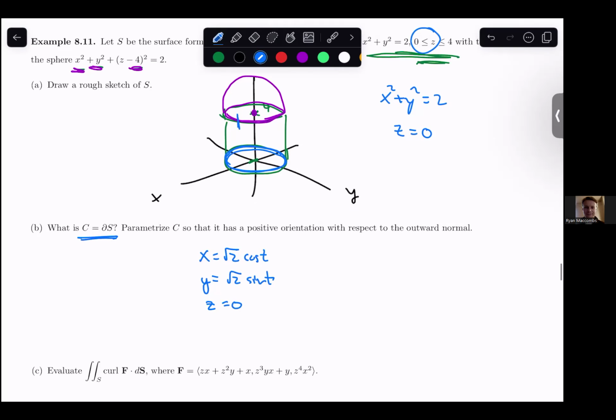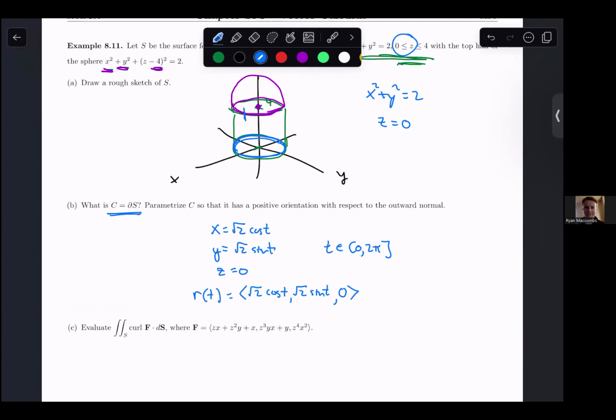In order to go around once and only once, I want t to range from 0 to 2 pi. And if I want to write this in the vector form, I could do that as well. All right, so there's a parameterization. Notice that this is going in the classic counterclockwise direction because I've chosen the normal parameterization where x has cosines and y has sines. Again, if you wanted to swap that out, we've talked before about there being many ways to change the orientation. For instance, you could have one of these have a negative sign, and that would then go in the clockwise direction. But this has a positive orientation with respect to the outward normal, and so I'm happy with that.